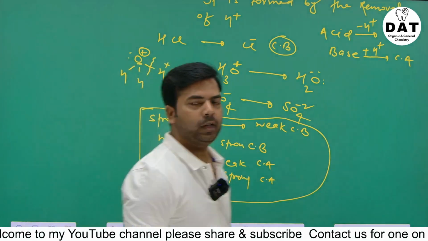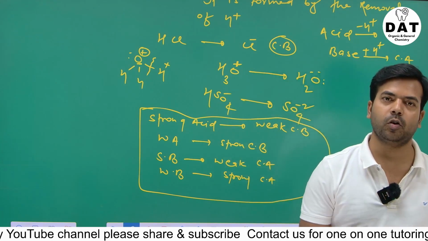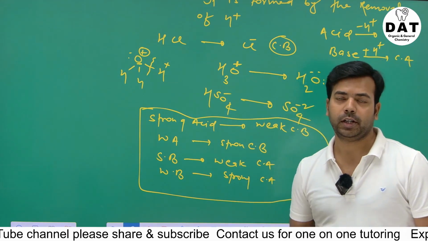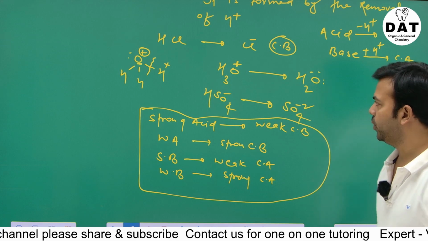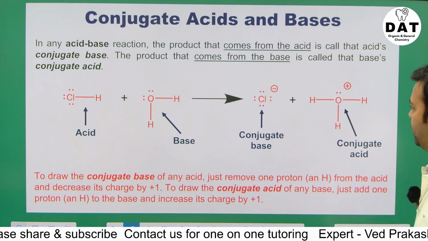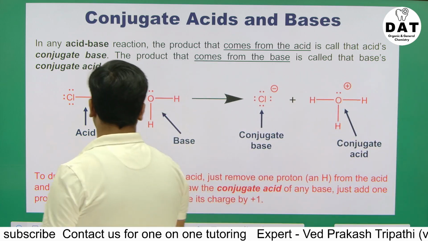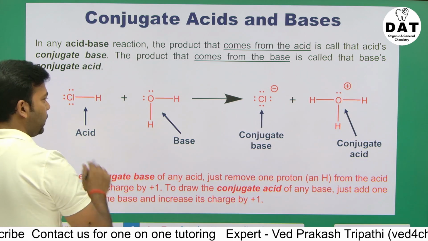What is a conjugate base? Once you eliminate a proton from a species, that forms a conjugate base. And what is a conjugate acid? It is formed by the addition of a proton. Okay, so you can see this is about the conjugate acid and base. Makes sense? Okay, let's talk about these types of equation.